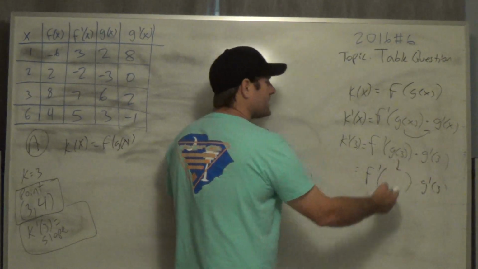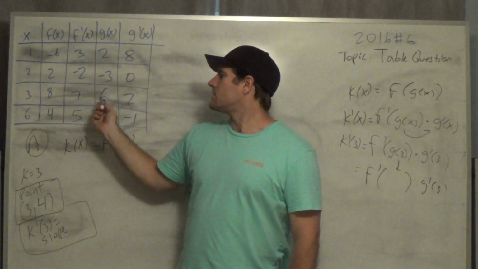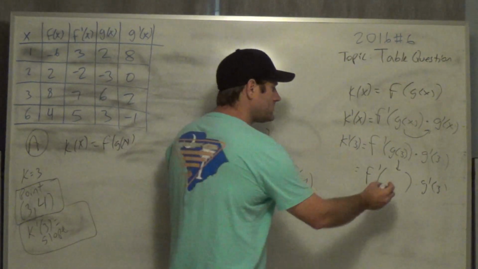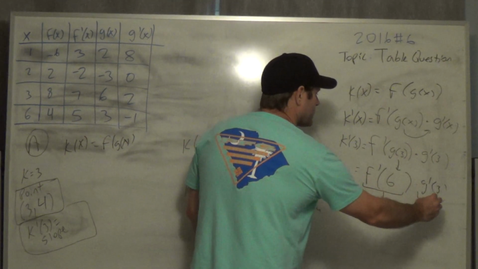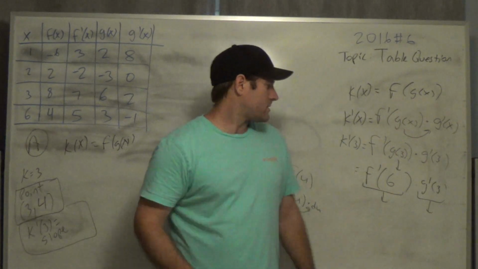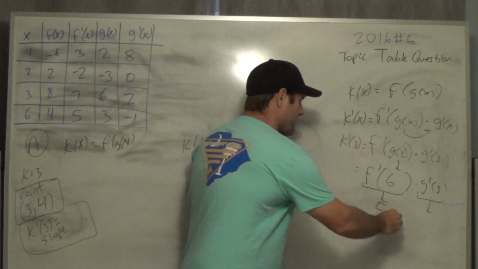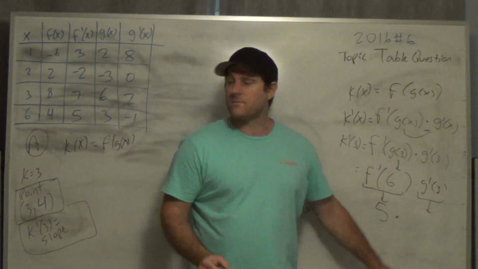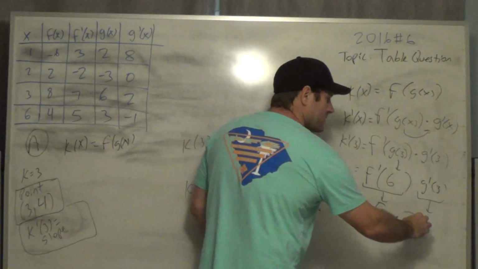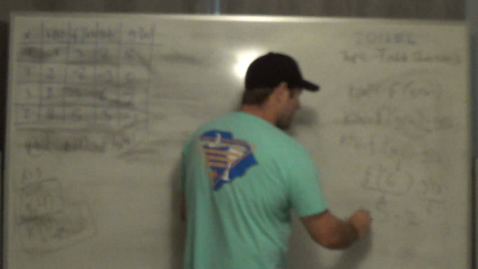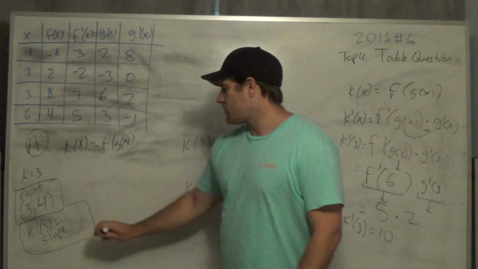So I'm going to start by finding g of 3 on the chart. If I go to the chart, g of 3 is 6. Okay, now I need to know what is f prime 6 and g prime 3. So on the chart, f prime 6 is 5. And g prime 3 is 2. So therefore, we get k prime 3 is 10. And we're going to put a 10 over there.